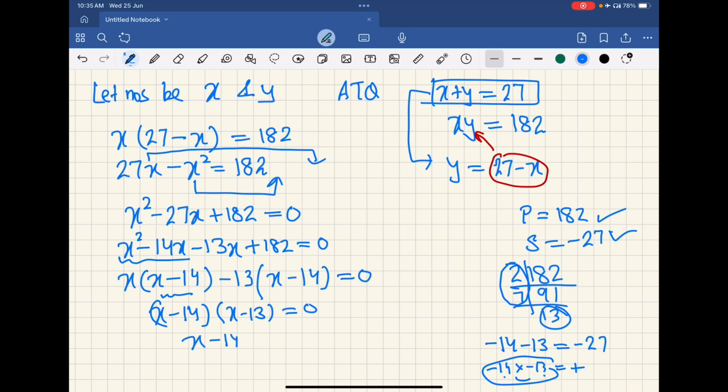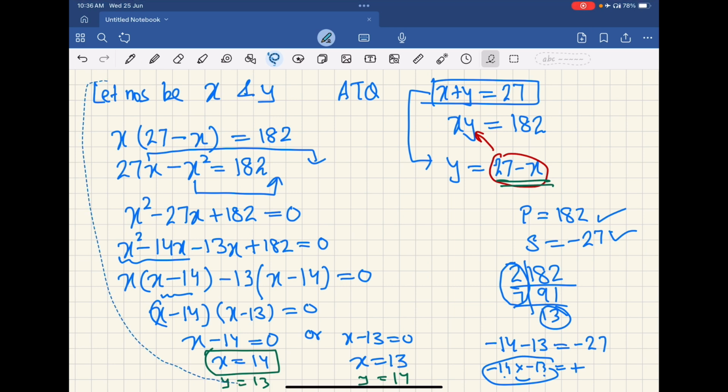Zero product rule will say x minus 14 equals to 0 which is x equals 14 or x minus 13 equals 0 which gives x equals 13. इससे क्या होगा? So if x is 14, y क्या होगा? y हो जाएगा 13 and if x is 13, y would be 14. So both the answers are possible. Okay. Now students, let's move to the next question.